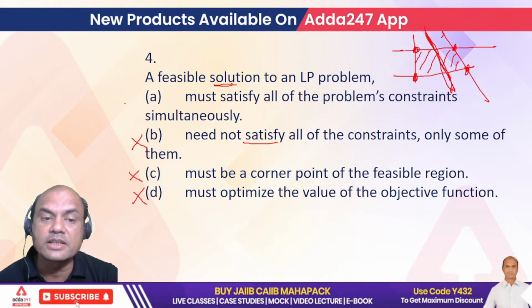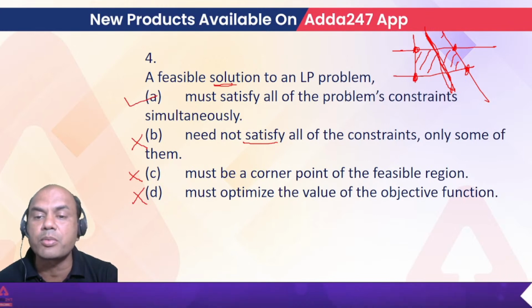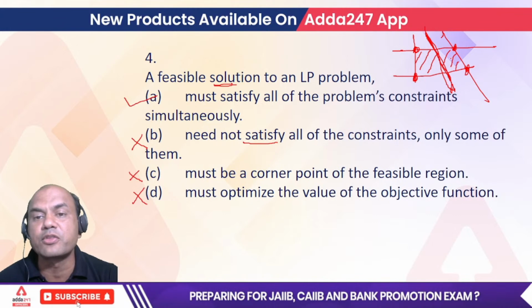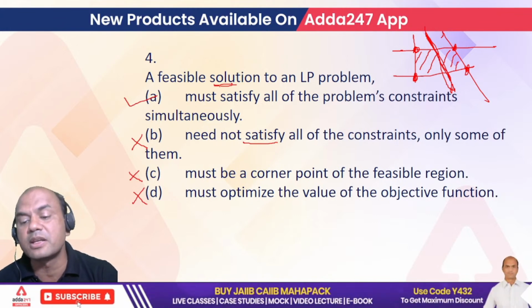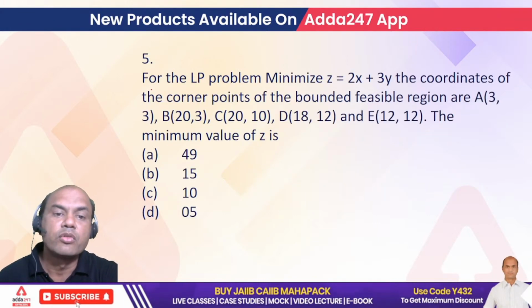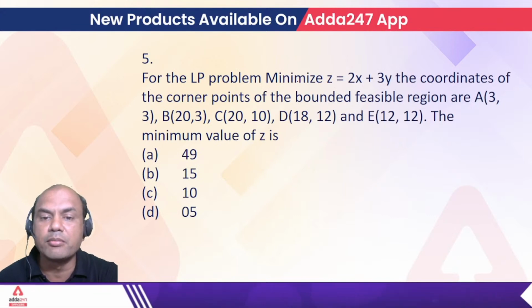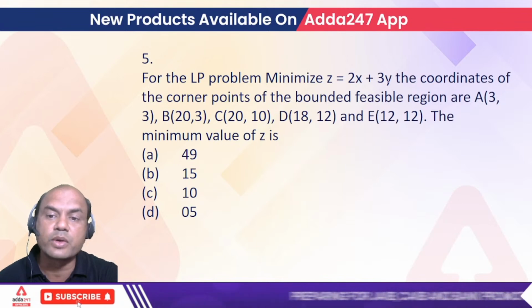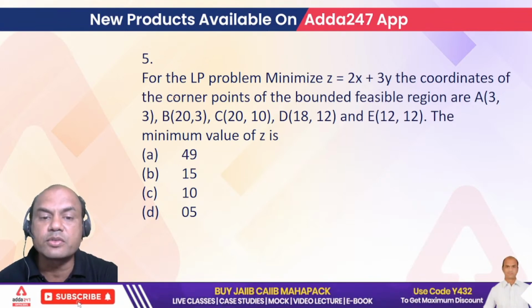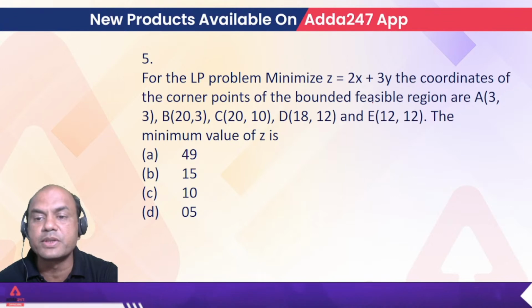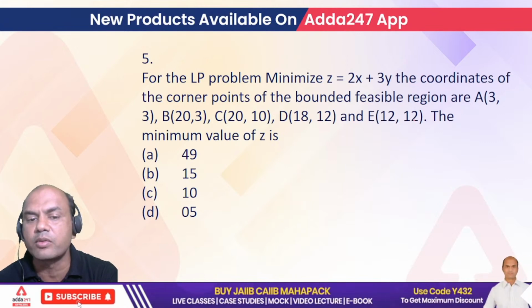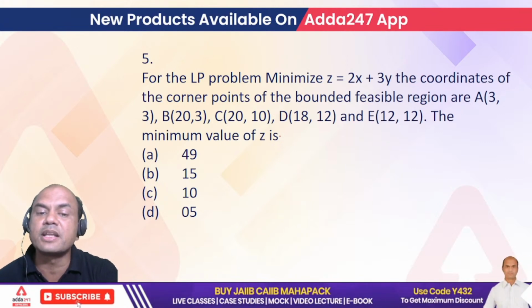So the correct answer is A, must satisfy all the problem constraints simultaneously. All the problem constraints should be satisfied, then only it's called a feasible region. For an LPP problem, minimize Z equals 2x plus 3y. The coordinates of the corner points of the bounded feasible region are A (3,3), B (20,3), C (20,10), D (18,12) and E (12,12). The minimum value of Z is at what?